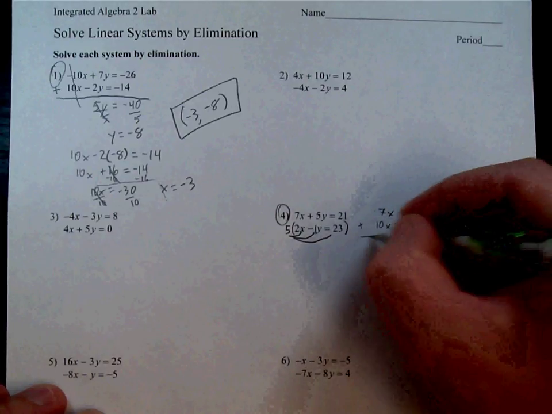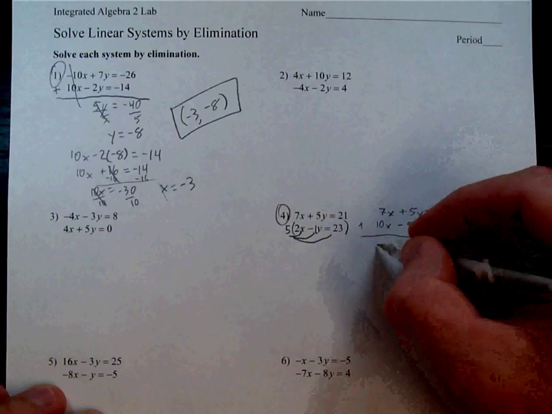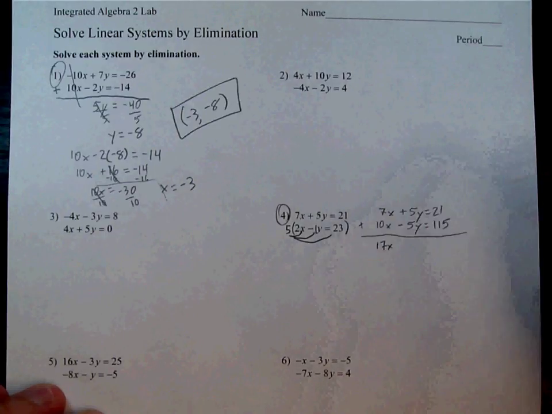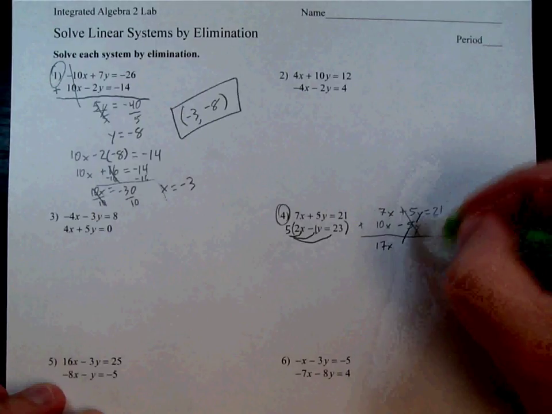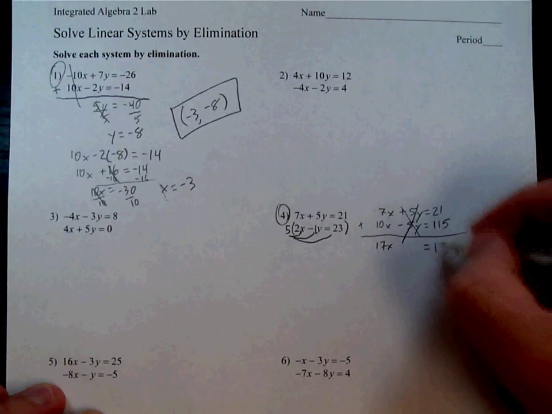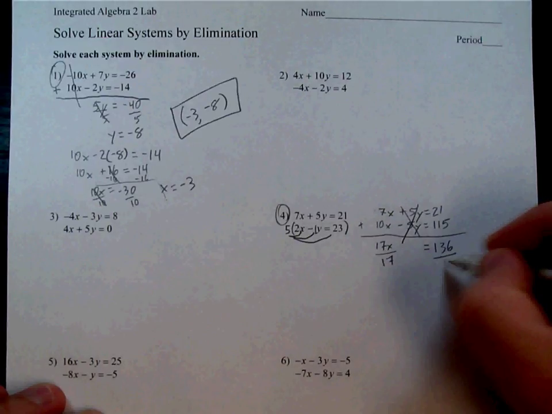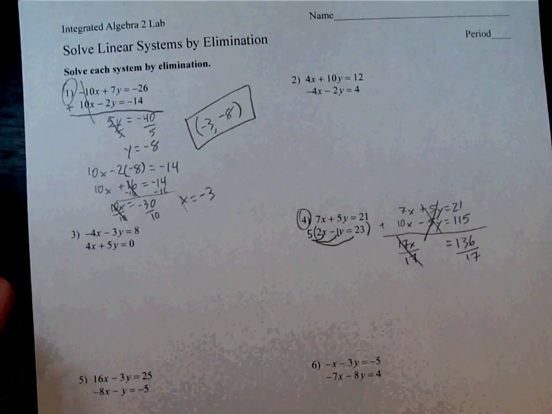And now I can add those together. Add like terms, 7x and 10x makes 17x. 5y, -5y, they eliminate, they're opposites, they cancel each other out. And then here I get 136. Then I have to divide by 17, that's a big number. Oops. Grab a calculator.